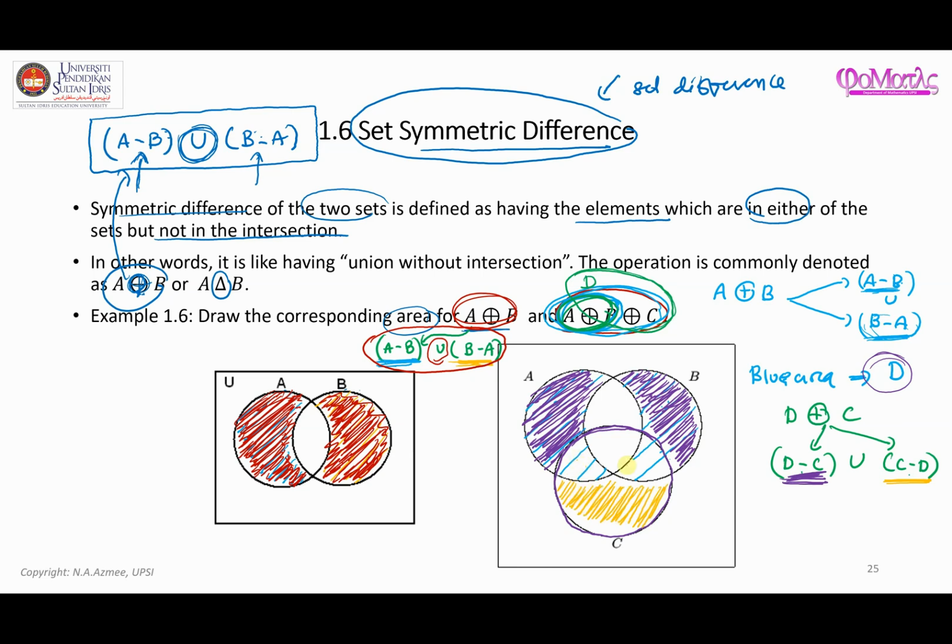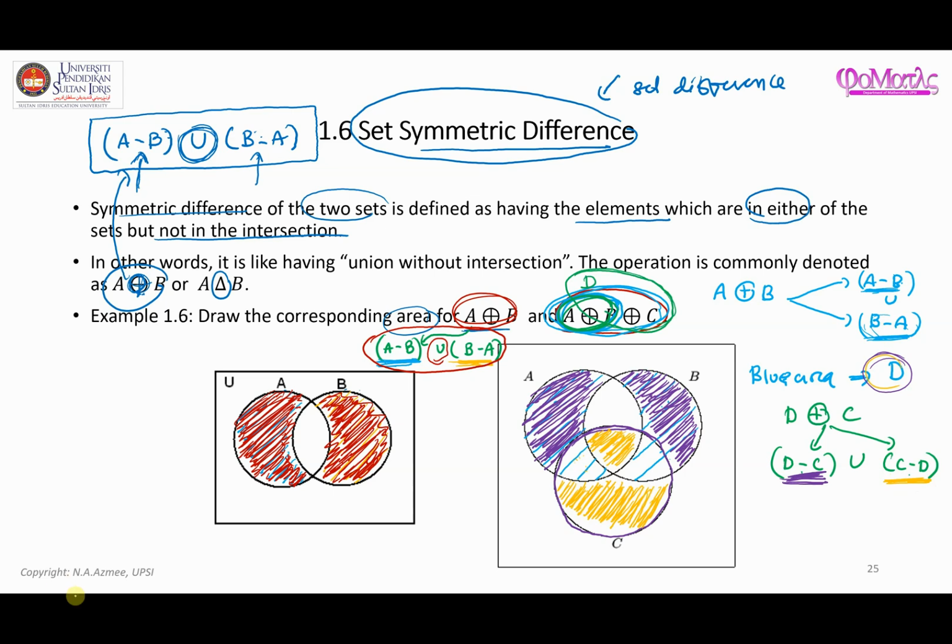This one cannot because this one got area of D. So this is the overlapping area. But this one can because this is also C and it doesn't contain the blue line. Blue line is D area. Yeah. So this process here, the set difference of C and D is given by this yellow area.